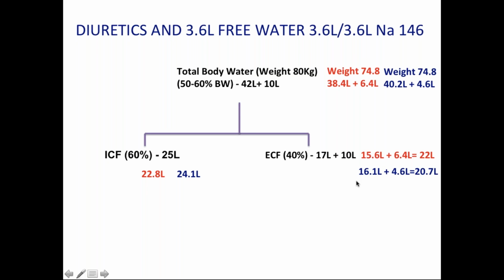And with that, his weight is remaining the same, but his extracellular fluid volume has gone down from 22 liters to 20.7 liters. So he is still losing edema, and his extracellular fluid volume is going down, even though his weight remains stable. So I hope I've been able to convince you that for someone with hypernatremia in the setting of edema, we should continue to give diuretics and give them free water.